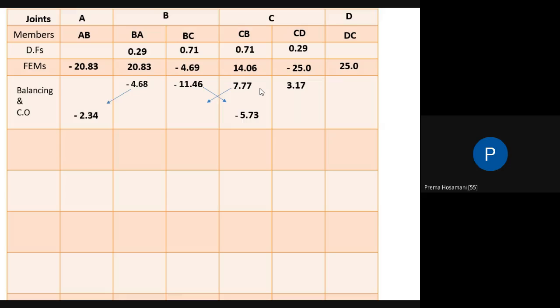Point multiply by 0.5, 3.88. Sign: positive, plus only. If it is plus, plus. If it is minus, minus. See, minus 11.46, so the carried over moment is also minus. So this is plus, this is plus.